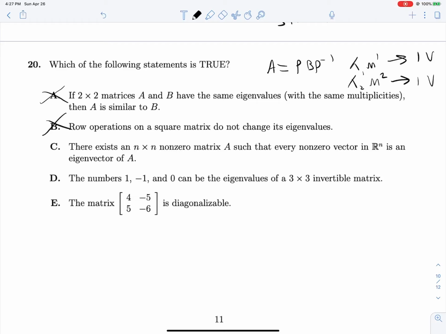What about C? Here's the weird one, but it makes a lot of sense graphically. Just you wait. There exists an n by n non-zero matrix A such that every non-zero vector in Rn is an eigenvector of A. Whoa. What does that mean? Infinite eigenvectors? That's crazy. What this is really implying is a lot easier to think about if you know off the top of your head what an eigenvector means graphically.